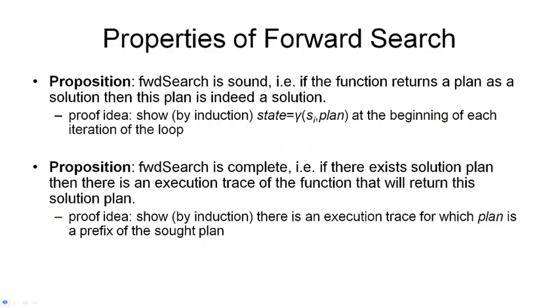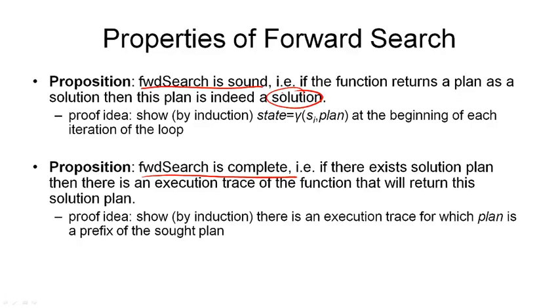So you have seen that the algorithm was only a very small step given all the definitions we had before. But now we want to say a little bit more about the algorithm. And what we want to say is that the algorithm possesses 2 properties that are very important. Forward search is sound and forward search is complete. Soundness means that if the function returns a plan as a solution, then this plan is indeed a solution. This is of course a very useful property of such an algorithm.